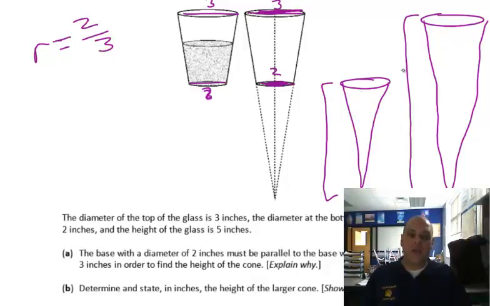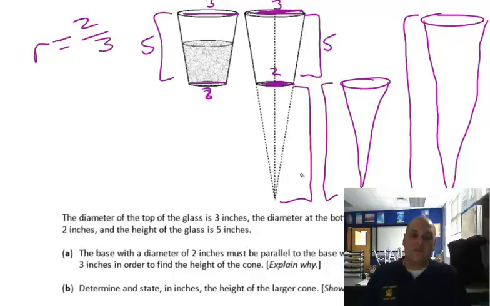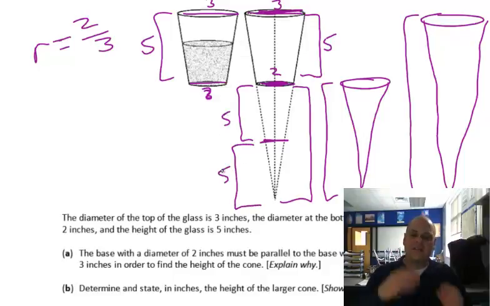So the height of the small cone is 10. The height of the glass is 5. That means from here to here is 5, and this to this is going to be double that because it's a 2 to 3 ratio. So here to here must be 5, and then here to here must be 5. That's kind of how I broke this down.